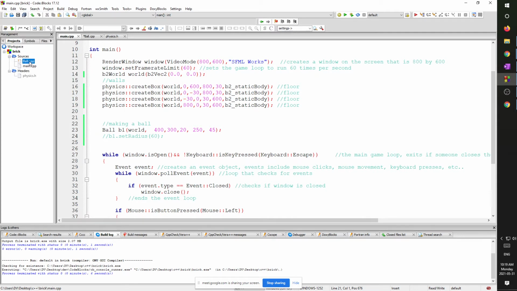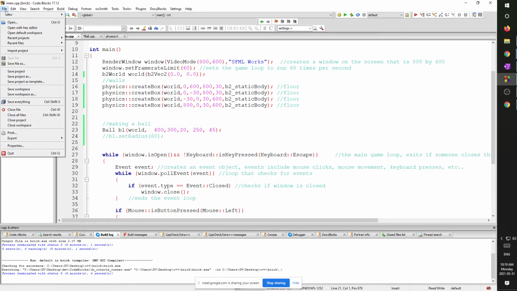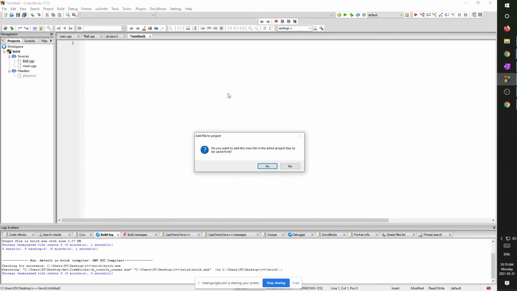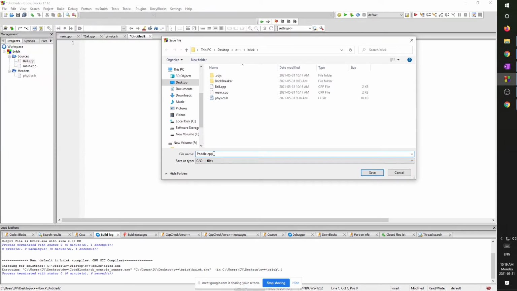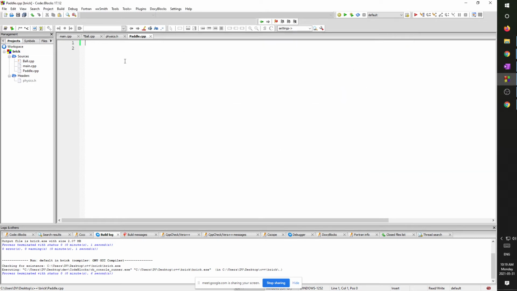The way we added the ball was we did file new. So we're going to add a paddle now. Empty file. Do you want to add this to your project? Yep. And I'm going to call this one paddle.cpp. Boom. And for the paddle, it's there now, which is good.